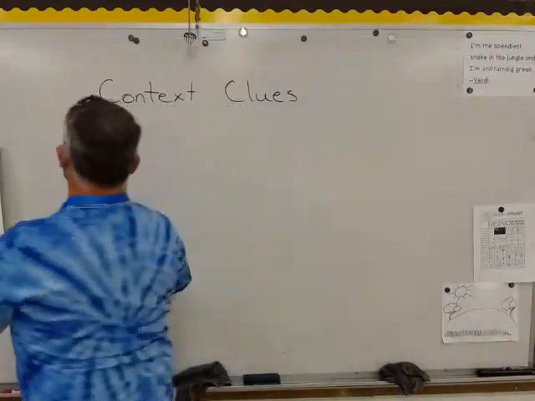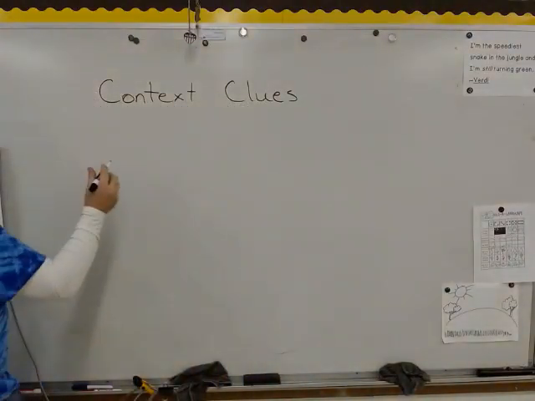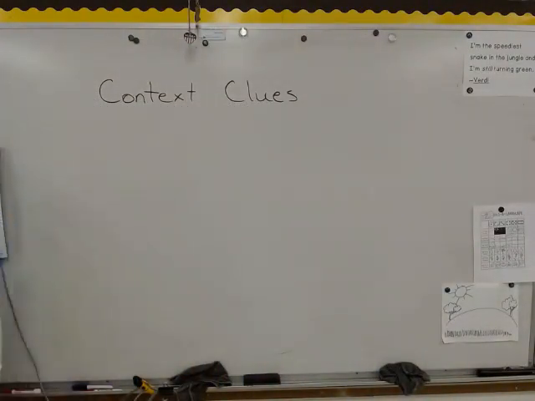Here's what context clues are. I suppose I should be writing it right here. Wait a minute. I may have one of those already written for context clues. In fact, it's right here. I'll put it in the back. That was easy.